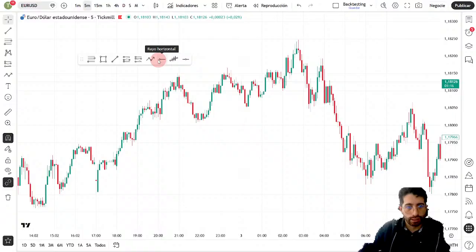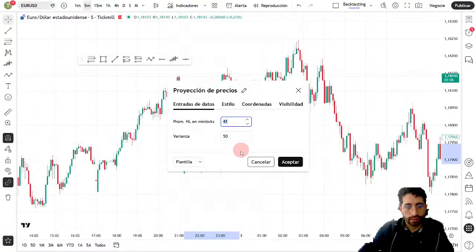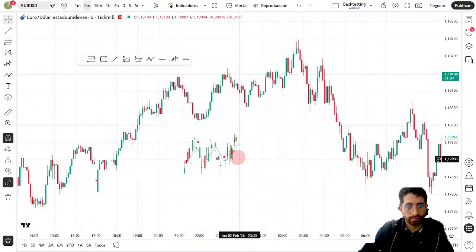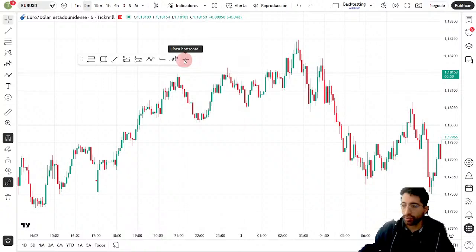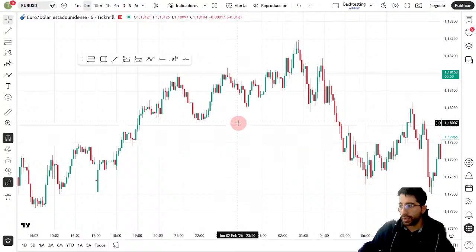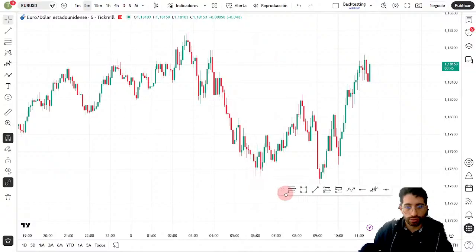Sometimes I use this horizontal ray, and I use this like the market projection, which draws some candles. It's cool to see, but it's the same, right? And then I use this one, the horizontal ray, which is also one that I use for this. All right. So let's start now with the analysis. These are the tools I use in order to work with this strategy.